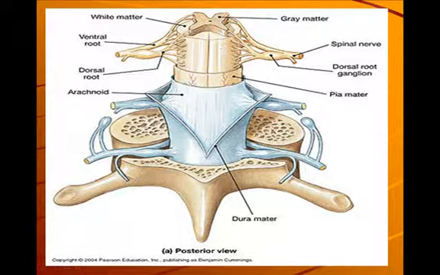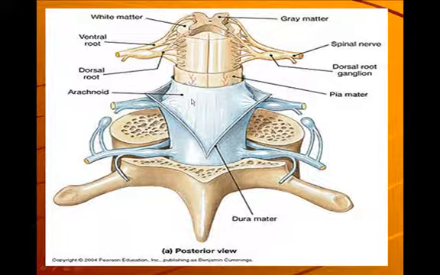Now, the layers are arranged starting at the deepest layer, or the layer that is closest to the nervous system tissue itself. That would be the pia mater. It is intimately connected to the spinal cord. The layer just above the pia mater would be the arachnoid mater, and the outermost layer would be the dura mater.